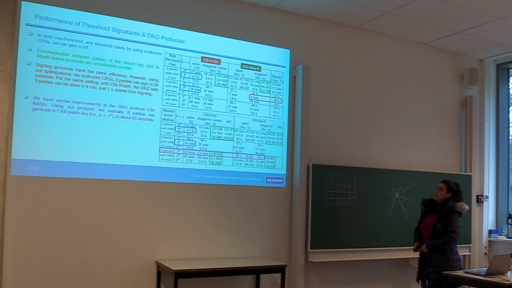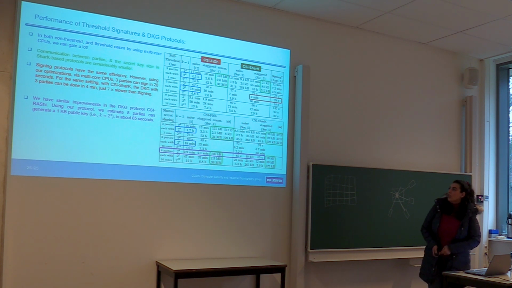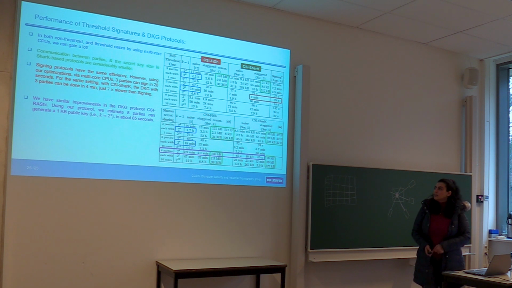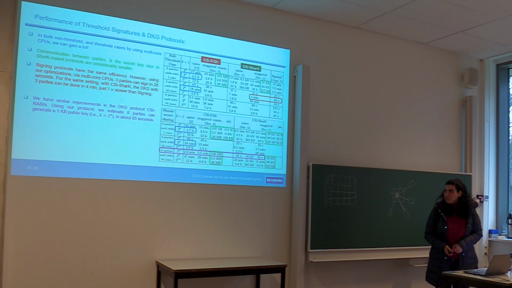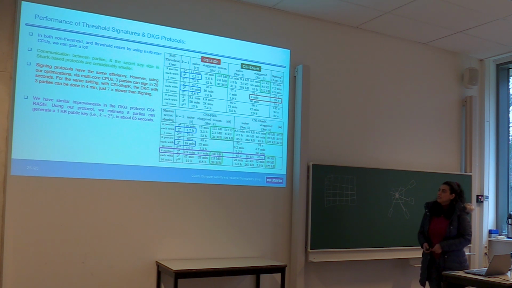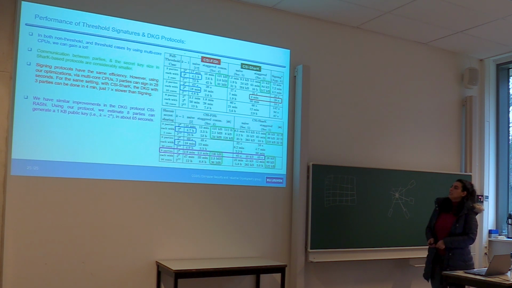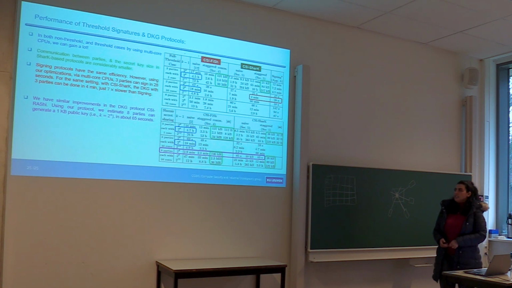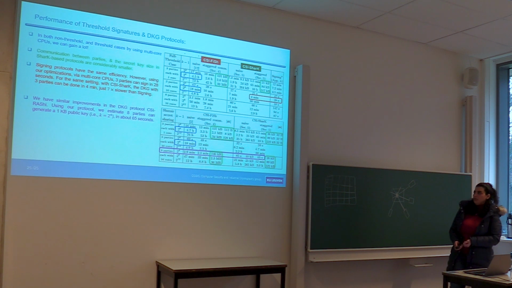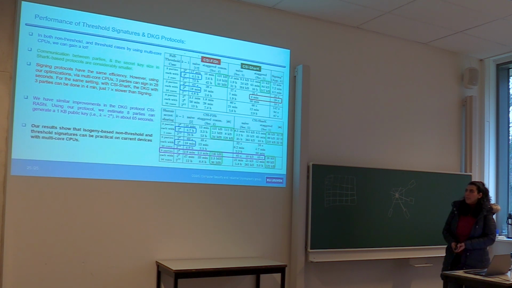The other one is that we have similar improvements in the DKG protocols. I said that we gave a structured version, and then we have better results. For 1 kilobyte public key, it takes about 65 seconds with CSI-SharK to achieve this amount of public key.